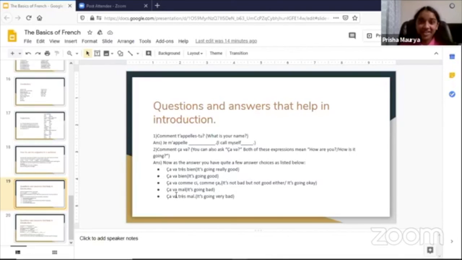Ça va très mal means it's going very, very bad. You can say it when you're really, really sick and really, really tired and all of that is happening. You say ça va très mal, which means it's going very, very bad.